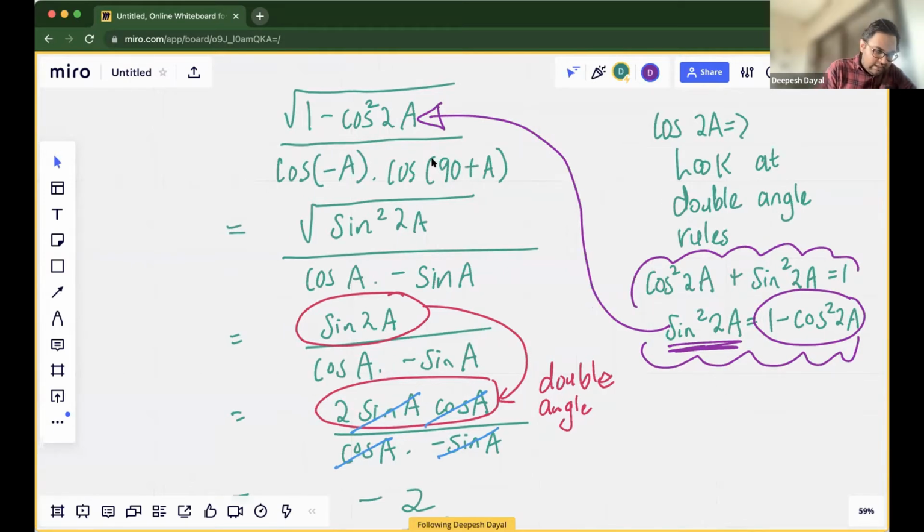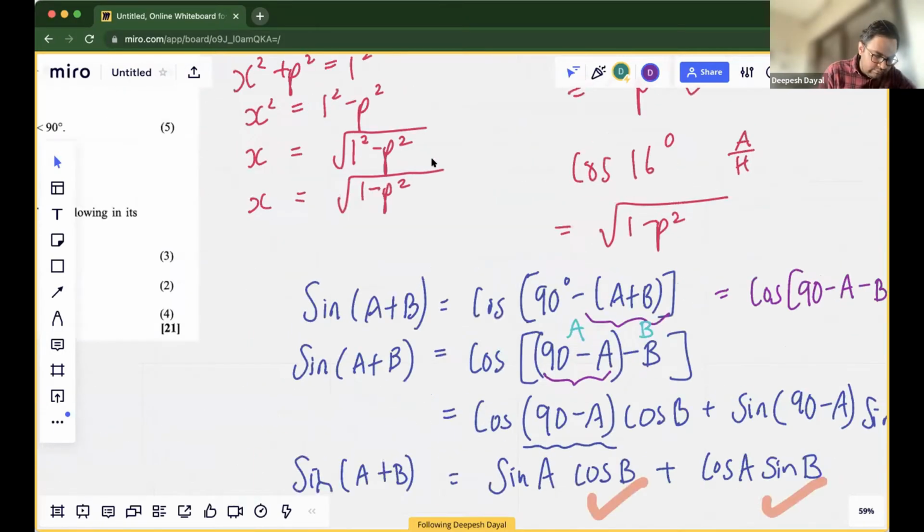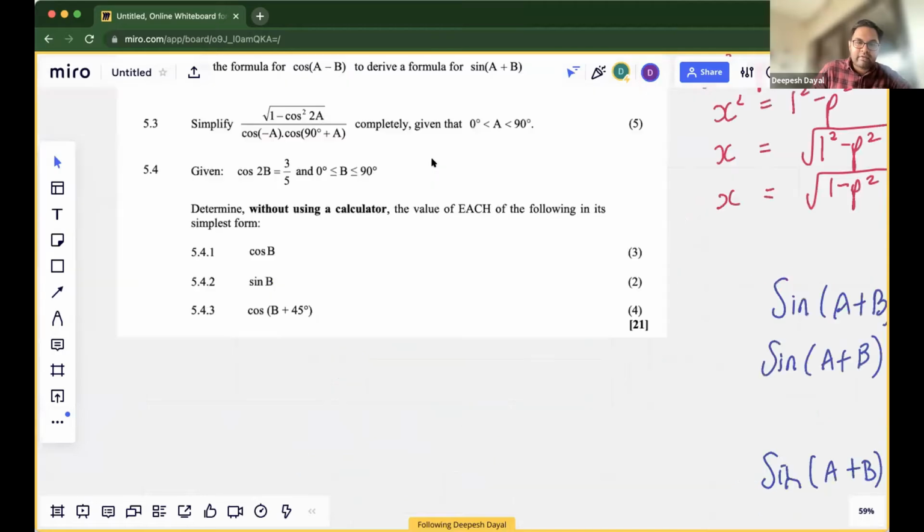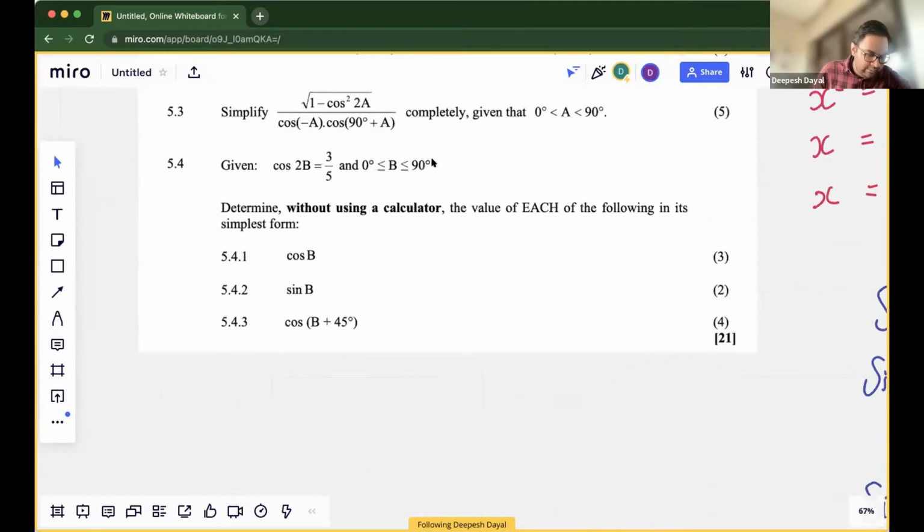There are no questions regarding this one. Okay, we've got here, given that cos 2b equals 3 over 5, it's very similar to the one we did earlier. Cos 2b equals 3 over 5, and the b value is between 0 and 90, which means that it is in the first quadrant. Determine without a calculator the value of each of the following in simplest form. We are most likely going to be drawing a diagram. I would think that would be best here, however, it may not be necessary.